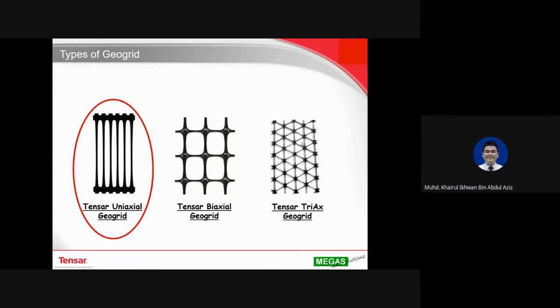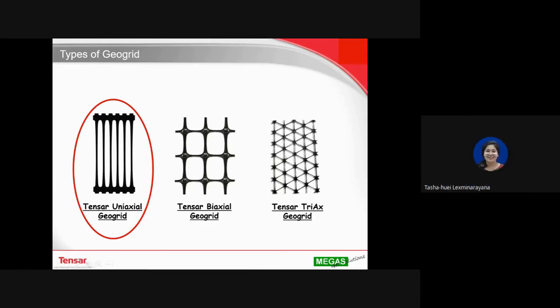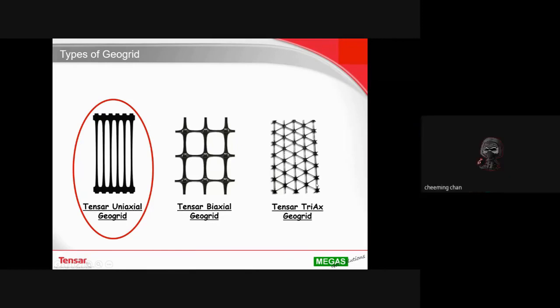And hence, if the strength is improved, you could reduce the thickness of each layer, which in a way will save the cost. All right. Okay, thank you. So the answer is yes, but you have to use the right geogrid products. All right, noted.